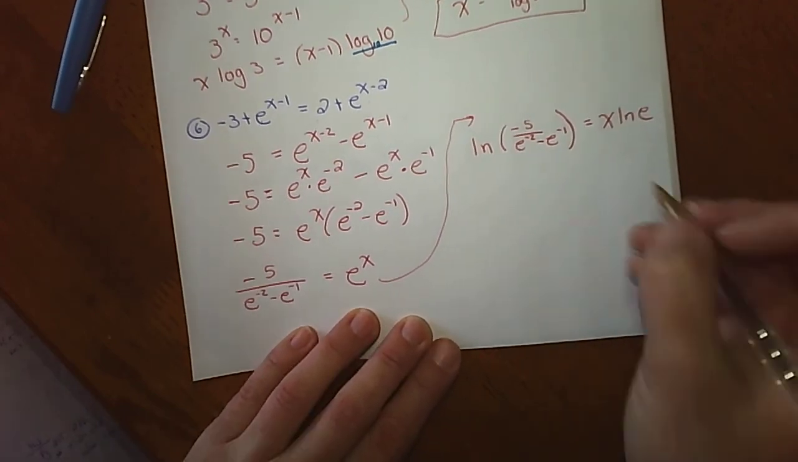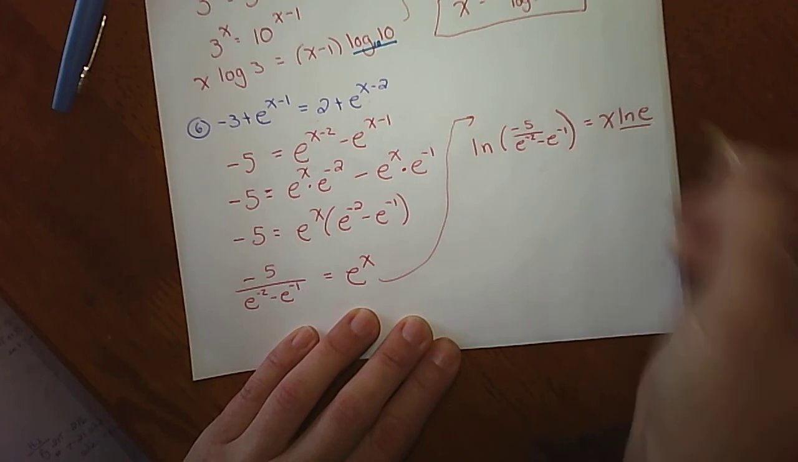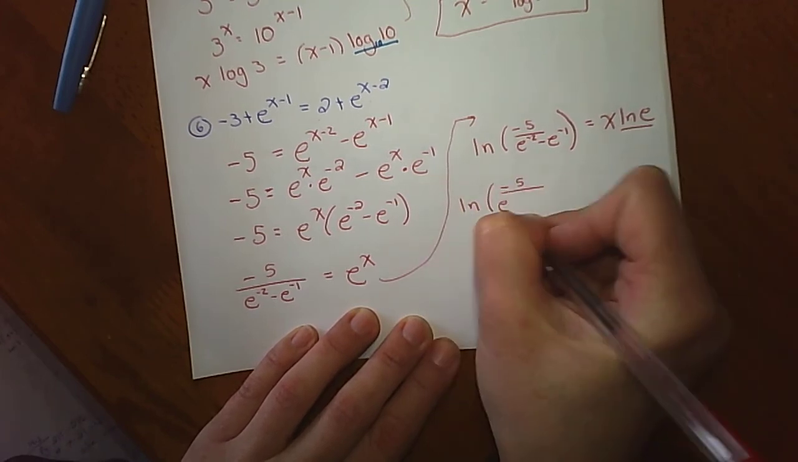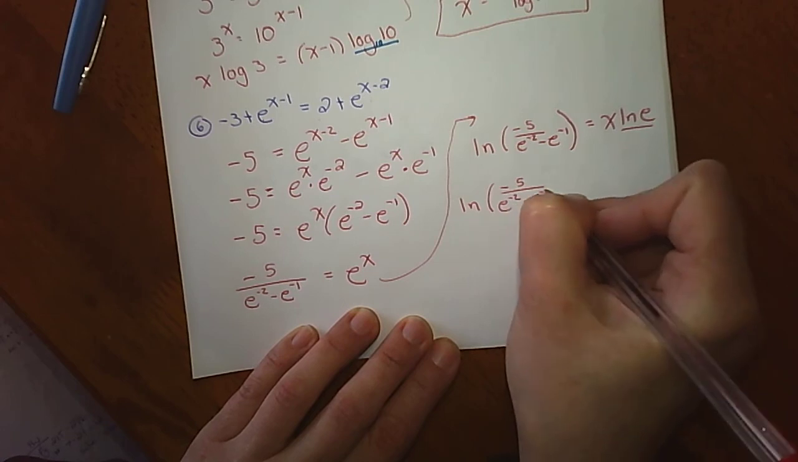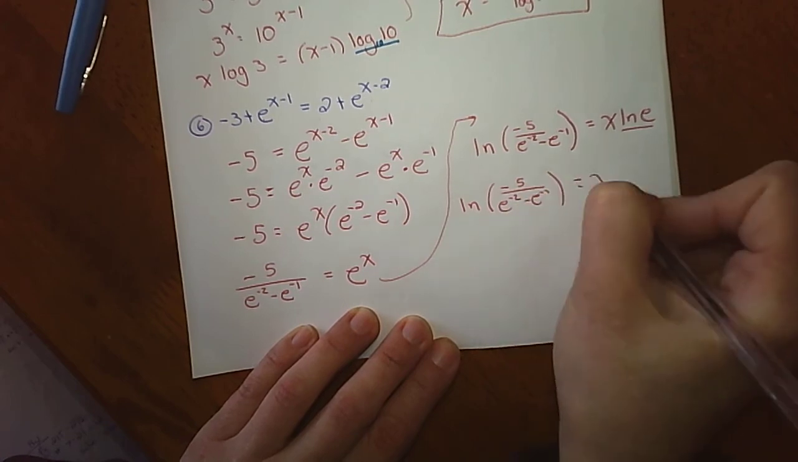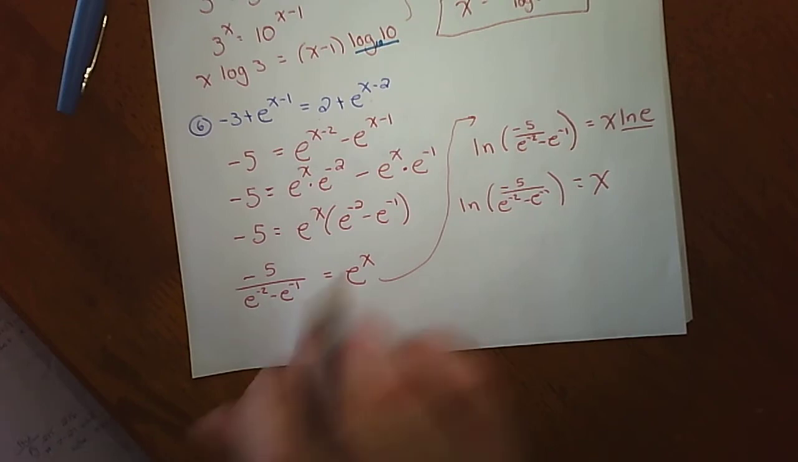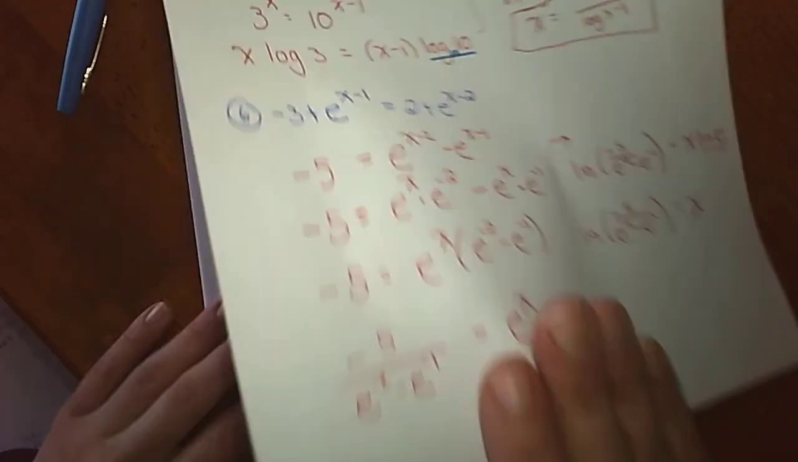But guys, what's this guy, natural log of e? That's right, it's a 1. And that means this question is done. So x equals natural log of negative 5 all over e to the negative 2 minus e to the negative 1. I know that was nuts, but interesting, I thought. All right. Almost done.